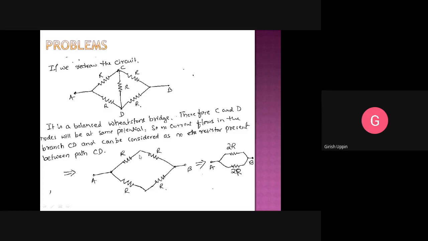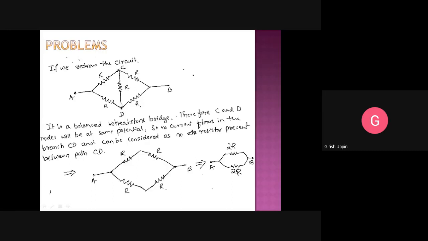You can redraw this circuit like this. It is a balanced Wheatstone bridge, therefore C and D nodes will be at the same potential, so no current flows in the branch CD, and it can be considered as no resistor present between path C and D. Is everybody convinced why we are removing this resistor R?